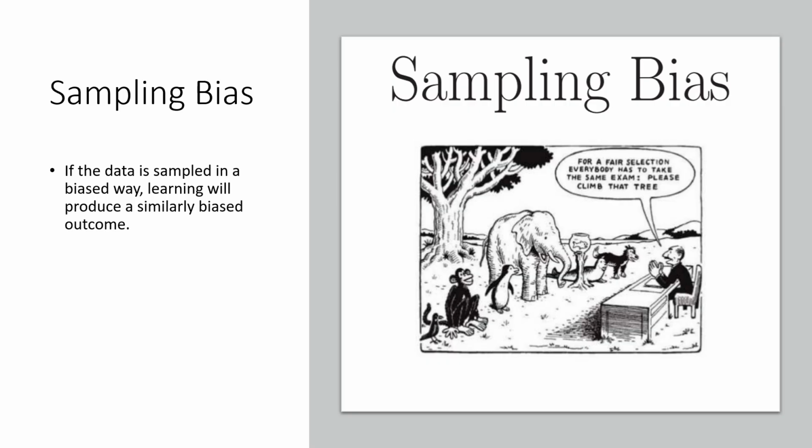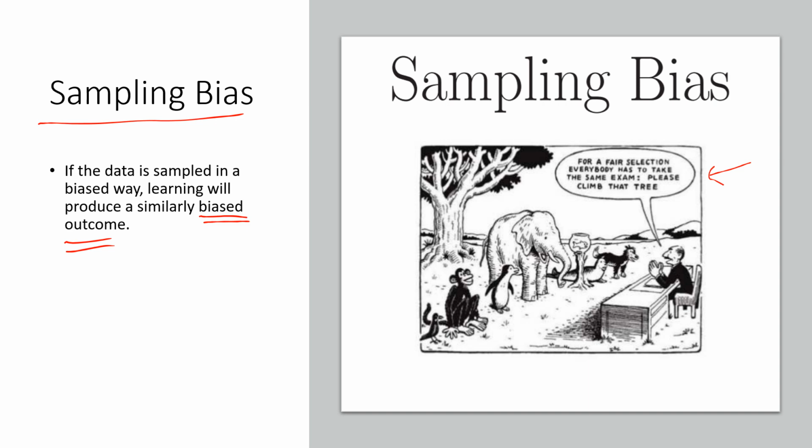And now we are beginning to talk about something known as sampling bias, another issue when working with machine learning models. In general, by definition, if the data is sampled in a biased way, then learning will produce a biased outcome. Let's look at what that means. This nice picture actually shows a high-level idea of what this means.